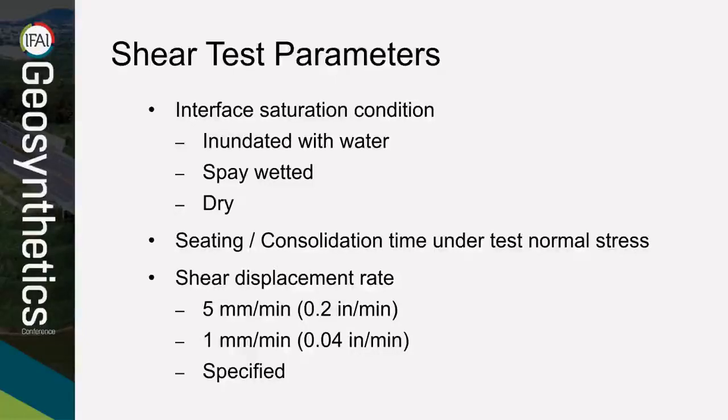For interfaces where excess pore pressures are not expected, the test standards offer default maximum shear displacement rates of 5 millimeters per minute for geosynthetic interfaces and 1 millimeter per minute for interfaces with GCLs or soils. For interfaces in which excess pore pressures may be expected, such as with higher plasticity clay soils, the shear displacement rate may need to be slowed down considerably.